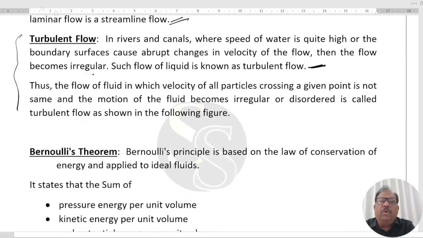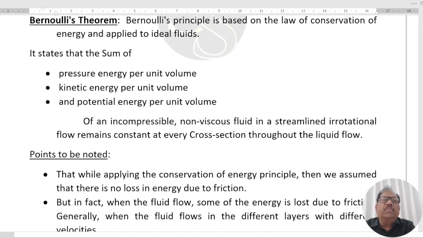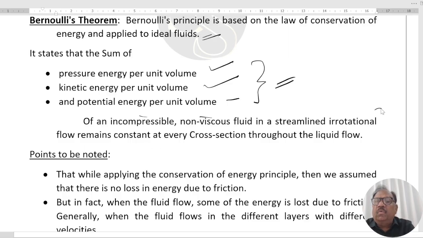Right? Bernoulli's theorem. What is Bernoulli's theorem? Bernoulli's theorem is based on the law of conservation of energy and applied to ideal fluids. Which fluids are ideal fluids? Incompressible, non-viscous. It states that the sum of pressure energy per unit volume, kinetic energy per unit volume, and potential energy per unit volume, of an incompressible, non-viscous fluid in streamlined, irrotational flow remains constant at every cross section throughout the liquid flow.